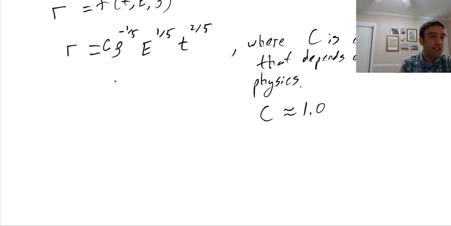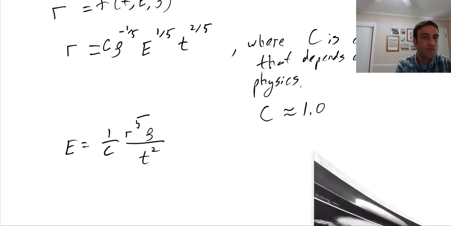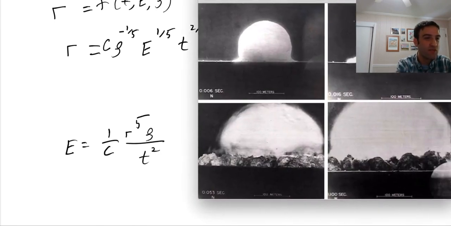So if I rearrange this expression, what I'm left with is an energy, which is 1 divided by whatever this constant is, times the radius to the power of 5, times a density divided by time squared, okay? And actually, finally, now that we've done this dimensional analysis estimate of how the energy has to depend on the size, the density of air, and the time that's elapsed, we can just go back to our photograph and pull up numbers for these different things.